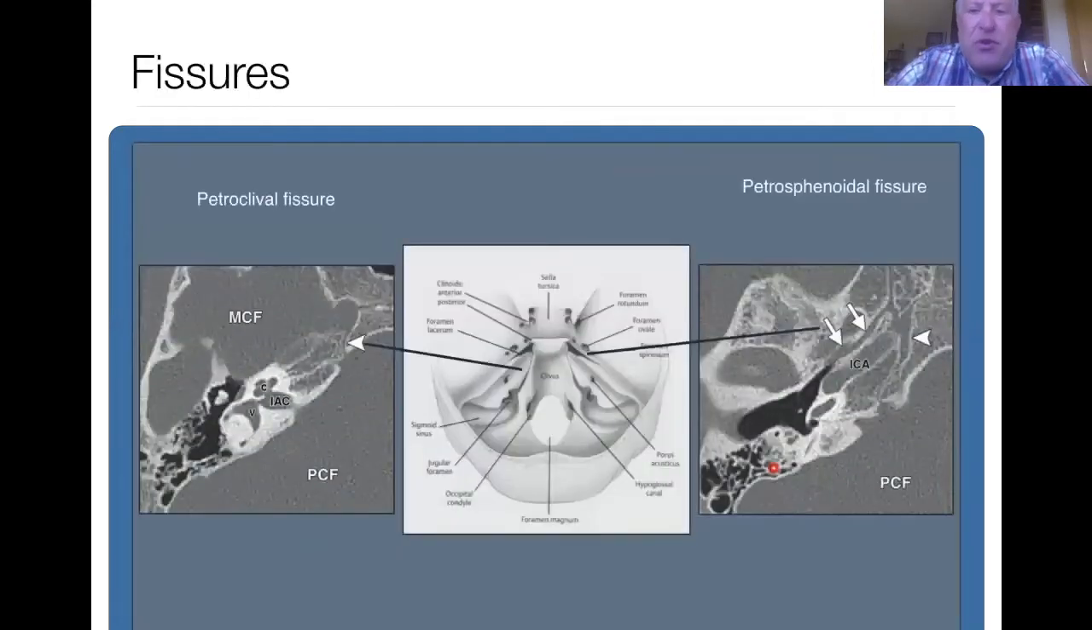There's a couple of fissures which are important because of the anterior portion of the Petrous bone, in particular this portion of the apex. There are 2 important fissures: the petroclival fissure and the petrosphenoidal. The petrosphenoidal is right here, and the petroclival right there, this being the clivus bone and the greater wing of the sphenoid.